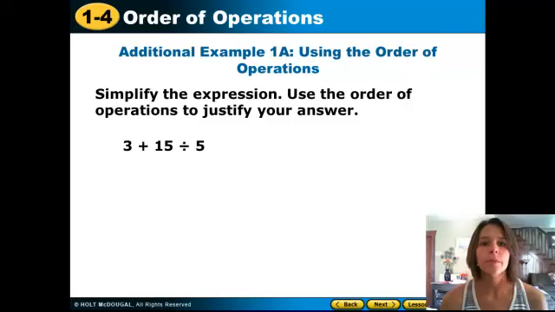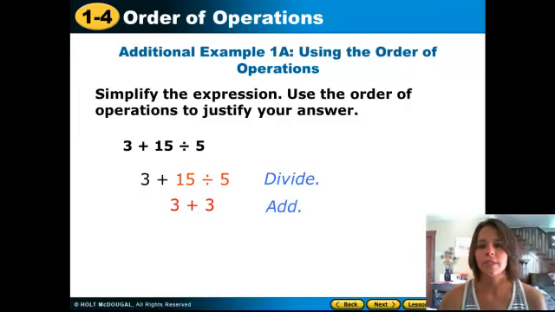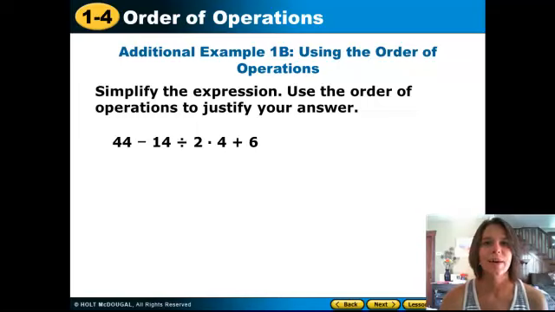Simplify the expression and use the order of operations to justify your answer. I only have two operations in this example, division and subtraction, or addition. So let's go ahead and divide first because it comes first in the order of operations. 15 divided by 5 is 3. The last thing I'll then do is my addition. 3 plus 3 is 6. Easy enough. Moving on.